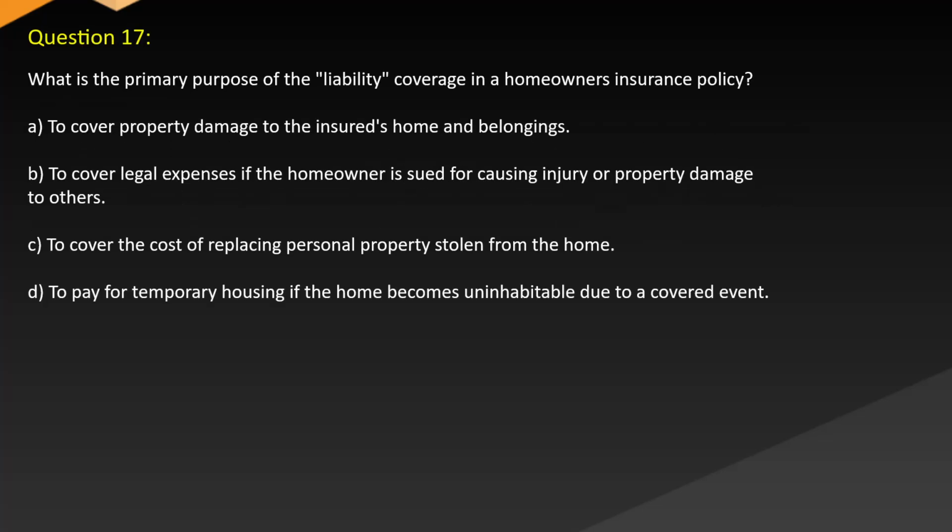Question 17. What is the primary purpose of the liability coverage in a homeowner's insurance policy? A. To cover property damage to the insured's home and belongings. B. To cover legal expenses if the homeowner is sued for causing injury or property damage to others. C. To cover the cost of replacing personal property stolen from the home. D. To pay for temporary housing if the home becomes uninhabitable due to a covered event.